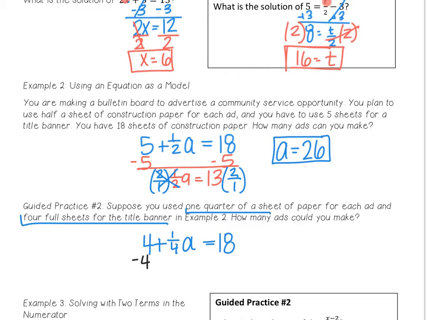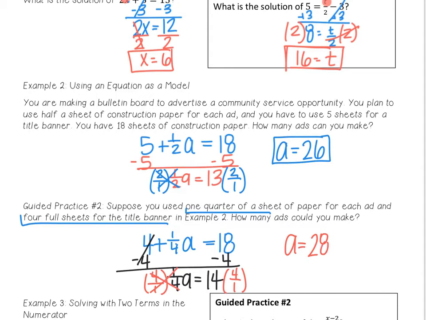Okay, first you would subtract 4, and you get 1/4 A equals 14. Then you would multiply both sides by the reciprocal. This is going to be 4 over 1, and you get A equals 28. You could make 28 ads.